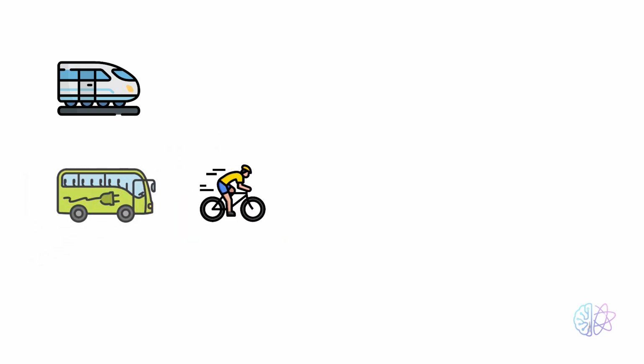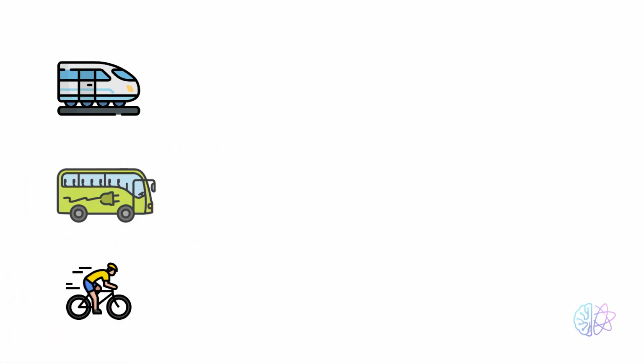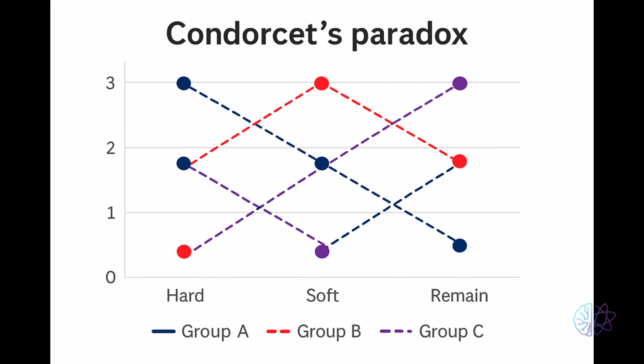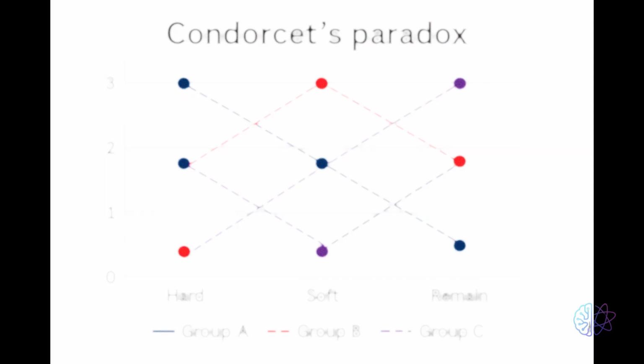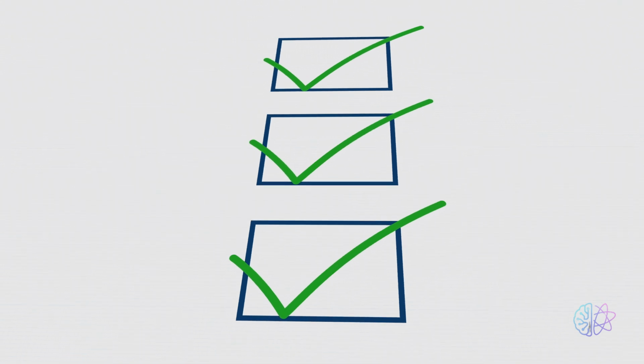If you compare the plans head-to-head, subway or bus, more people prefer the subway. Bus or bike lanes, more prefer buses. Bike lanes or subway, more prefer bike lanes. Wait, what? There's no clear winner. Every option is both preferred and not preferred depending on the matchup. That's called Condorcet's paradox, and it highlights how even fair majority rule voting can lead to circular, inconsistent outcomes.